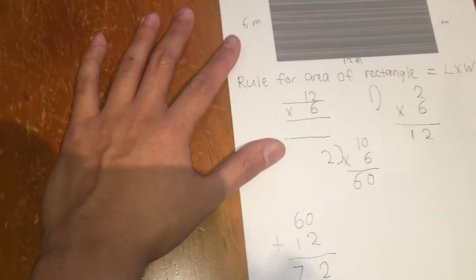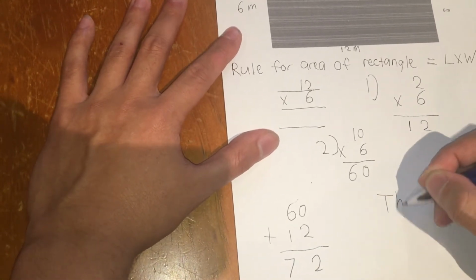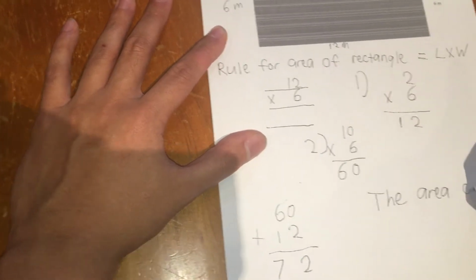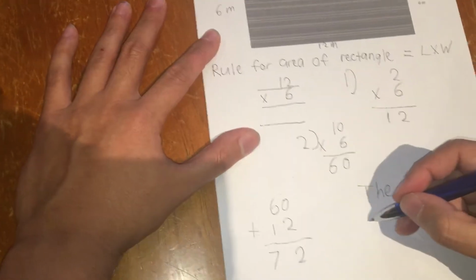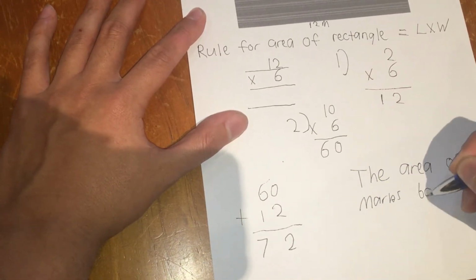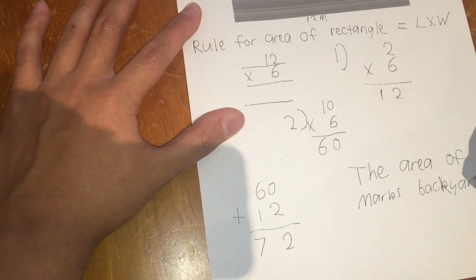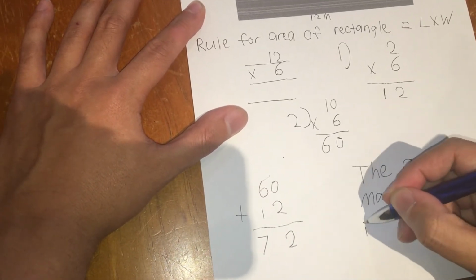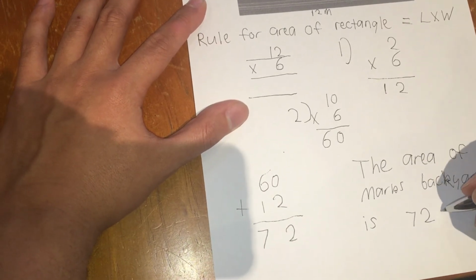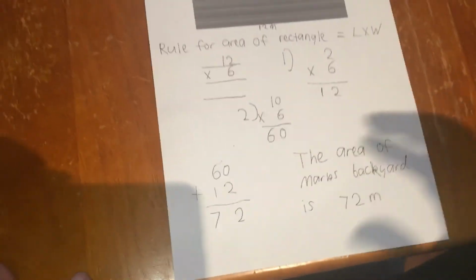And we can write at the end of our question, the area of Mark's backyard is 72 meters. Okay, and that's how you work out the area of a rectangle.